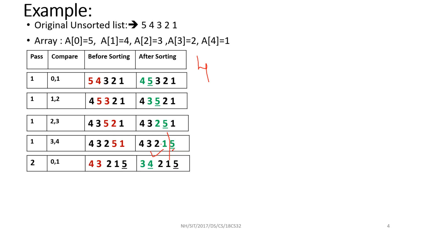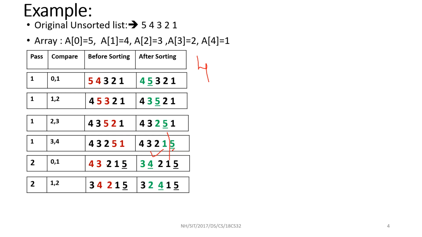Now we are in the second pass. The first and second elements are compared. 4 is bigger than 3, so 4 and 3 are swapped with each other. 3 gets the first place, 4 gets the second place. Next, 4 and 2 are compared, 4 and 2 are swapped, and 4 will be moved to the right side.